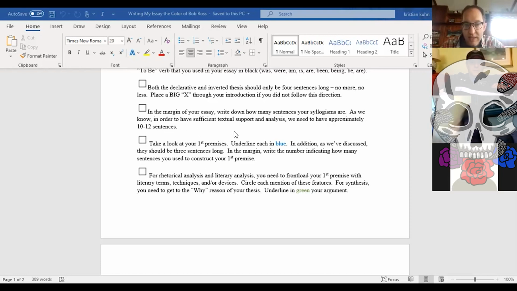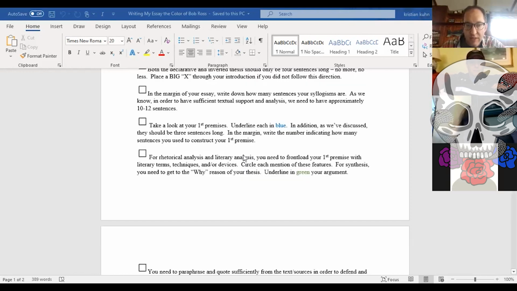So in the margins of your essay, write down how many sentences each body paragraph is. We're striving for 10, and they write down 5. And I'm like, you're getting a D. Follow the template, right? So it's discipline. I tell my students that word all the time. My favorite word is discipline. You got to be disciplined. Take a look at your first premises, underline each in blue. In addition, as we've discussed, they should be 3 sentences long. So you got to make sure that you're front loading the body paragraph with that first premise.